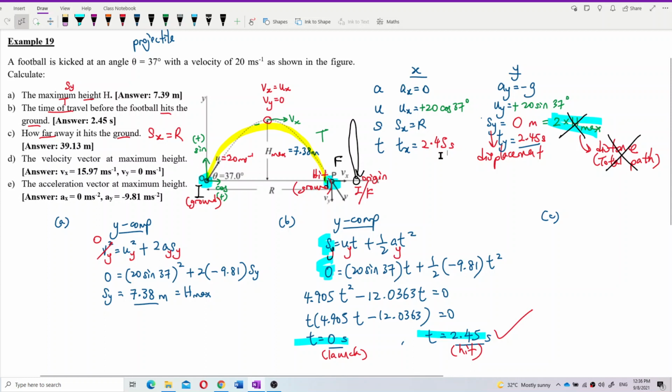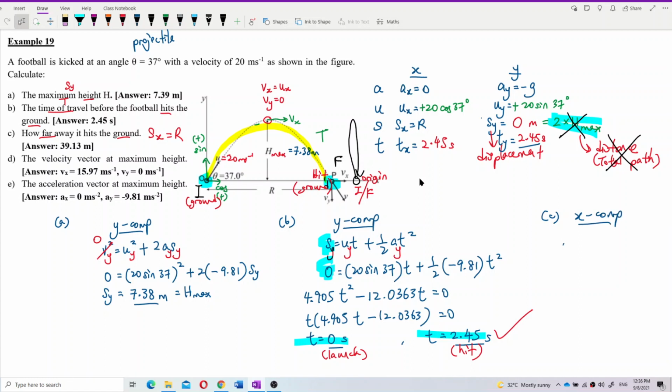Okay, we can use the time here to find the range, the x component, to find how far it hit the ground. Let's continue with question C. So question C, we want to find Sx, the range, isn't it? We can do the x component already because we have three known values: we have a, we have u, we have time. So we have three known values to find the one unknown, which is Sx. So we do the x component.